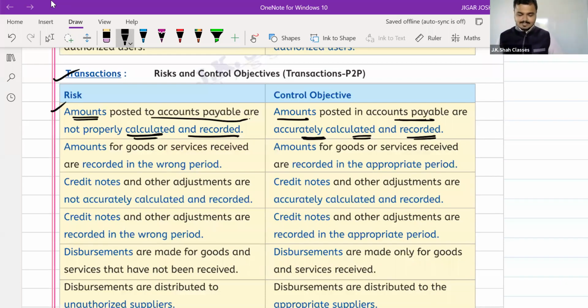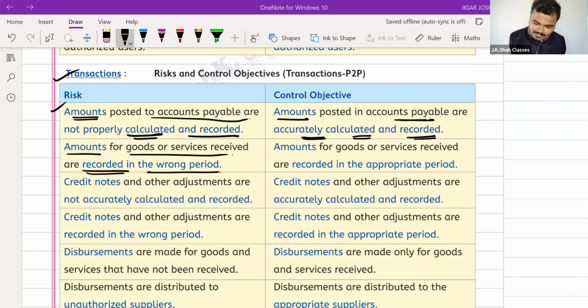Understood? Yes, sir. Second, my dear child, it may be possible that we are recording the amount for the goods and services for a long period. Yes, sir, that could be a possibility. The bill is in the month of March and I'm recording in the month of April. Sir, it would be a disaster. Yes. Amounts for the goods and services received are recorded in the wrong period. So on the other side, sir, amounts for the goods and services received are recorded in the appropriate period. Always remember, you just need to remember the negative side of it. Positive will be automatically there.